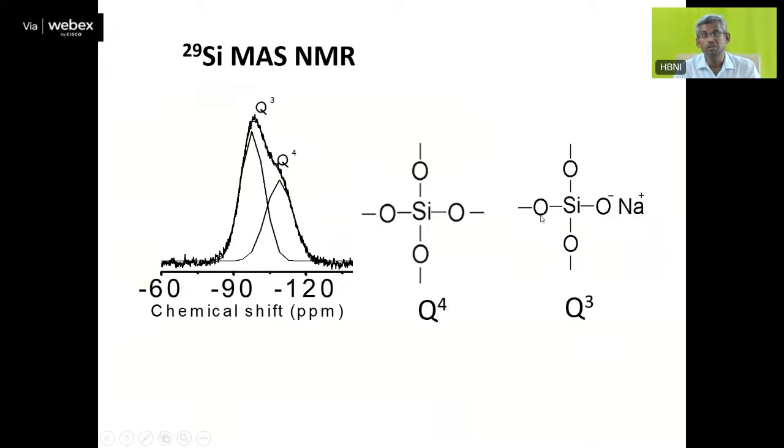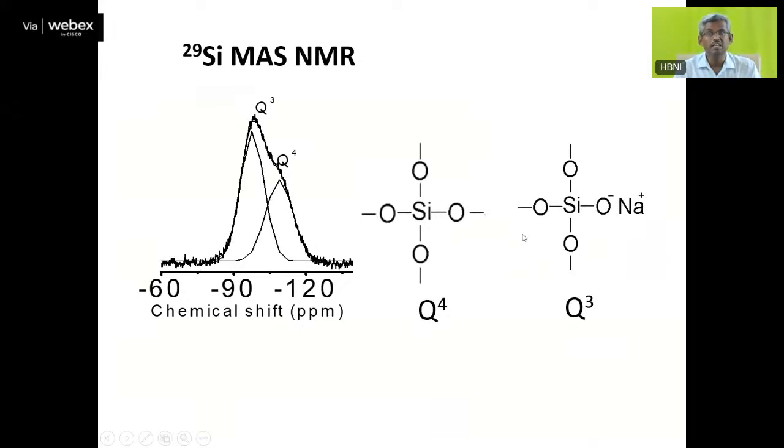Q0 is nothing but the case where we don't have any non-bridging oxygen, and all these oxygens are neutralized by the positive charge of sodium. If you see the Q4 structural unit, it is highly symmetric. So it has a symmetric chemical shift anisotropy because the electronic charge distribution is symmetric. Whereas the moment you go to Q3, there is only one non-bridging oxygen, and the charge distribution becomes slightly asymmetric.